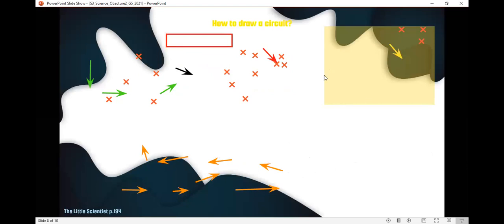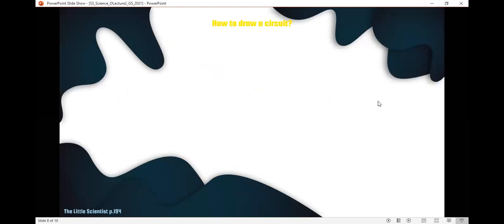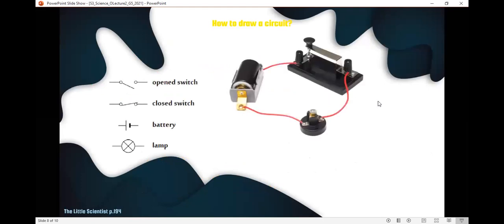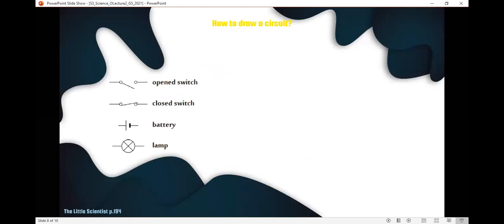How to draw a circuit? This is so important, guys. How to draw a circuit? You will use symbols. Look at them clearly. They are always the same. Open the switch, you draw it this way. Close the switch, like this. Battery and lamp.